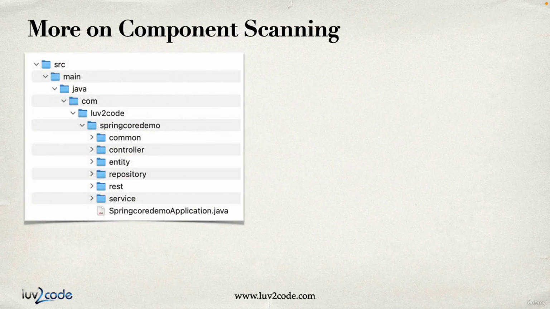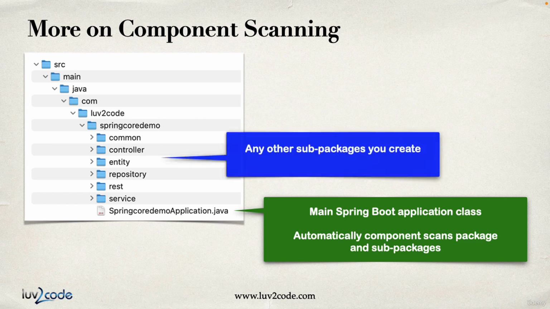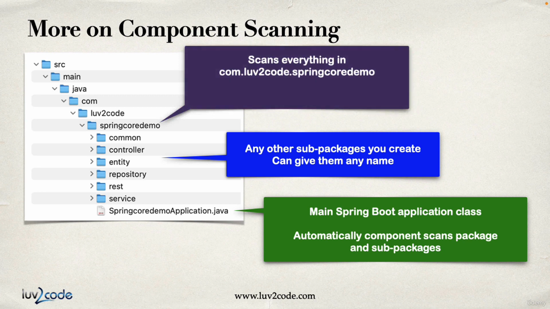So here's a diagram to pull this together. We have our main Spring Boot application class. It automatically component scans the package and sub-packages. We can create any other sub-packages that we want, and we can give these sub-packages any name. Then it scans everything in the com.love2code.springcoredemo package and any sub-packages. So basically it starts scanning at the main Spring Boot application class level and then all sub-packages underneath that.